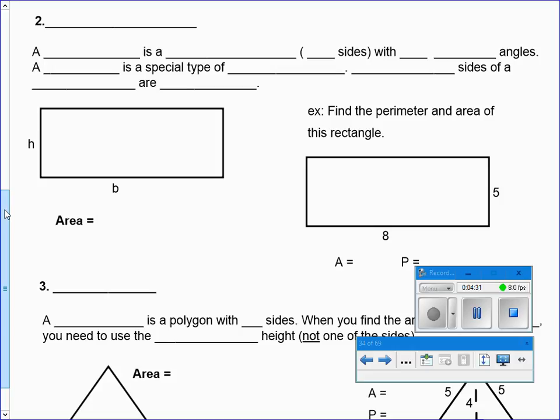Next polygon we're going to talk about is a rectangle. So square and rectangle sometimes get used interchangeably, but there is a difference between them. A rectangle is a quadrilateral, meaning 4 sides, that has 4 right angles. So a square is actually a special type of rectangle.